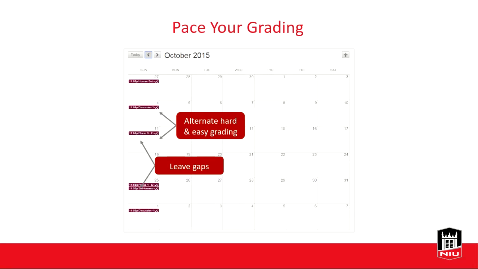So one strategy is to alternate between the harder and the easier grading. For example, something that will auto-grade, like a multiple choice quiz, might be alternated with a major project that'll take a lot of time to grade. If at all possible, try to leave some gaps between assessments that will take longer to grade so that you can establish a more manageable pace and so that your grading work doesn't pile up on you.